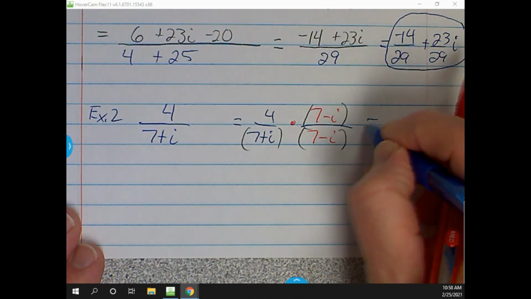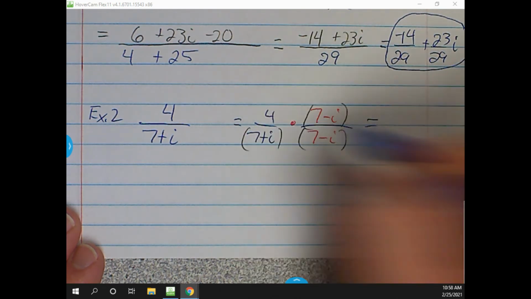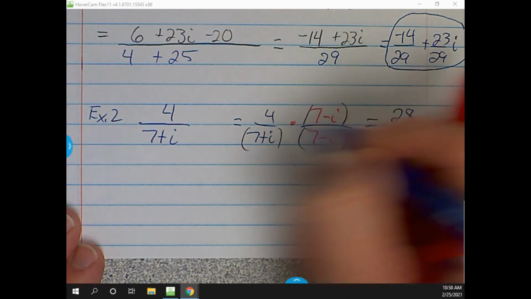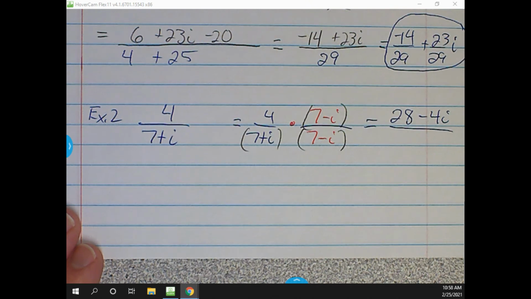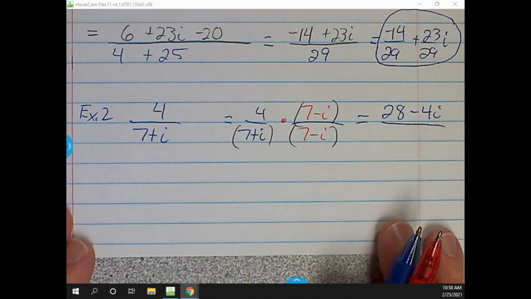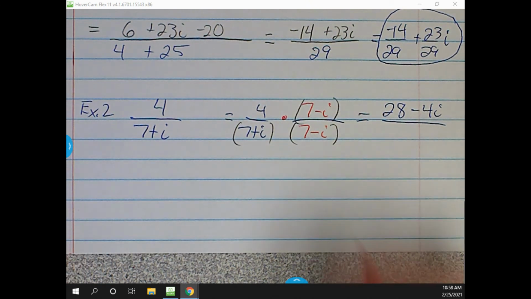Okay, top part, really easy because it's just distributive property. So it's 4 times 7 for 28. 4 times i for a negative 4i. Okay, people go, all right, I like that one. Nice and short. Okay. Now, the bottom part, we're still going to do the full method.